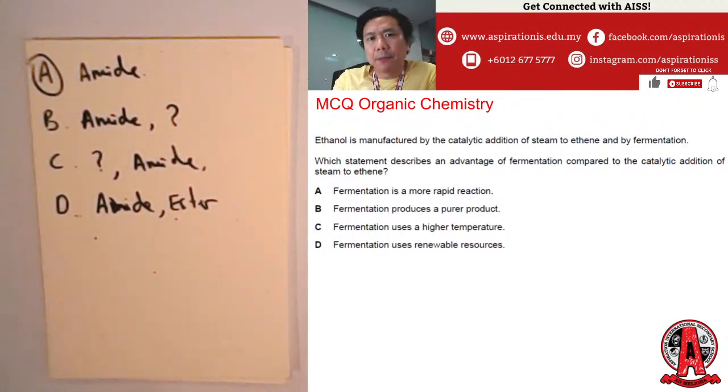Anyway, multiple choice is a fantastic avenue to do some revision. So, A. Now you know that fermentation is not a rapid reaction, right? B. Fermentation does not produce purer products. You know that catalytic hydration produces pure product. Fermentation requires a two-step purification process. Can you write down the two steps of purifying the products of fermentation so that we get ethanol?